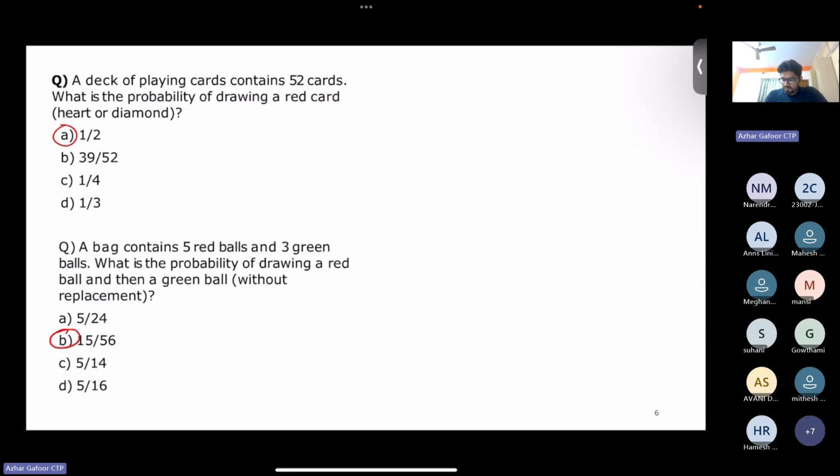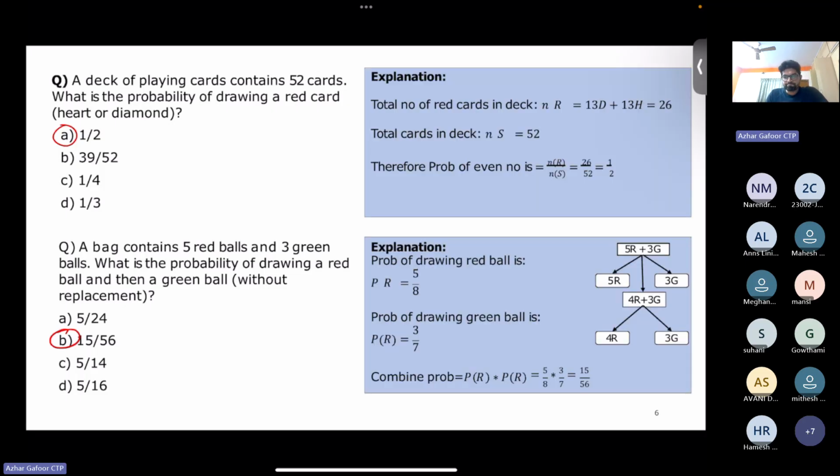So the first question is pretty straightforward. The number of red cards is 13 diamonds and 13 hearts, so it is 26, and the total number of cards is 52. So we get 1/2.